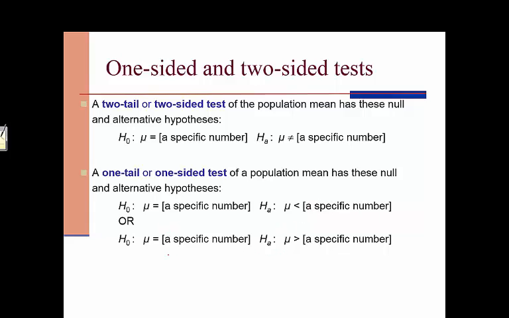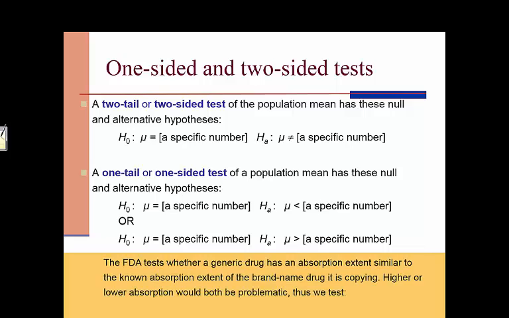Okay, so for example, if you were looking at, let's say, an FDA test for generic drugs, that has an absorption extent similar to known other absorption brands, and in both cases, if it's higher than or lower than would break that chain, then you have a two-sided test because you're just testing for if they're equal to each other or if they're not equal to each other. It's two-sided.